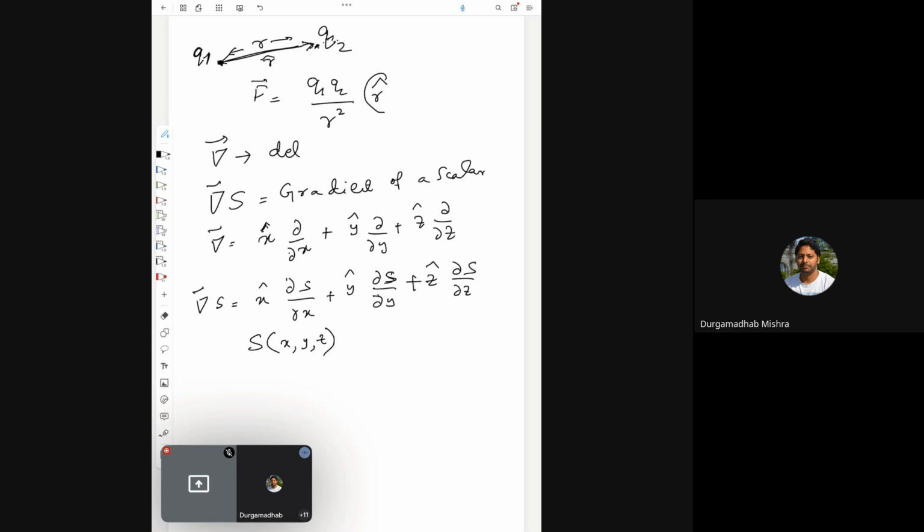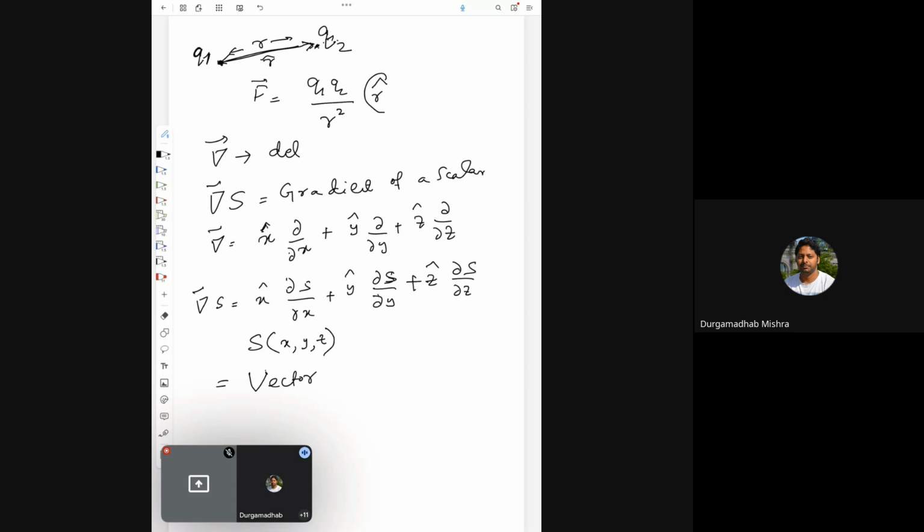So you will get a value which is a vector. I'm operating a vector operator on a scalar, but the output I will get is a vector. You should be very clear about this and not have any confusion: when you operate del on a scalar, you get a vector.